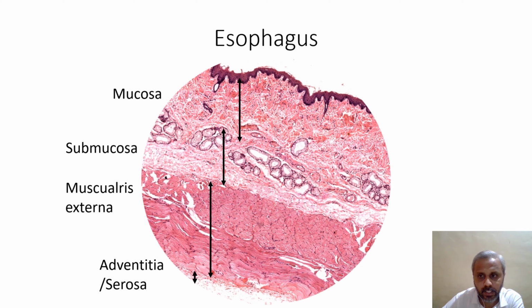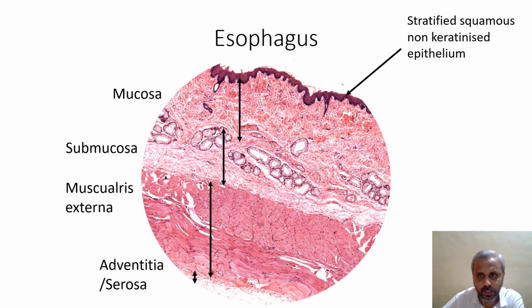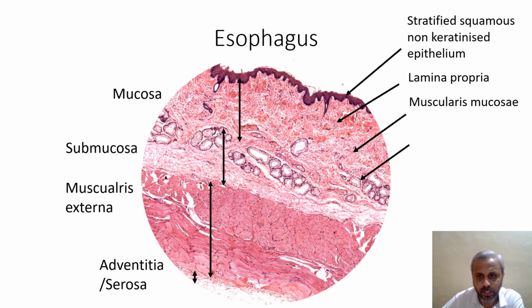Mucosa is lined by stratified squamous non-keratinized epithelium and also contains lamina propria and muscularis mucosa. The submucosa has esophageal glands. These glands are well made out in the lower part of esophagus.